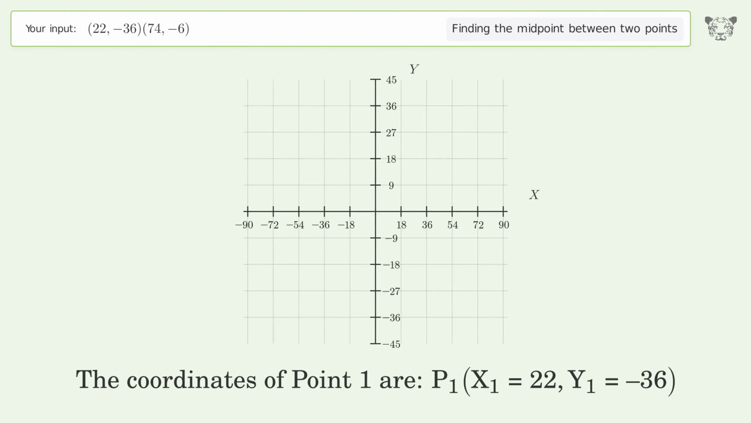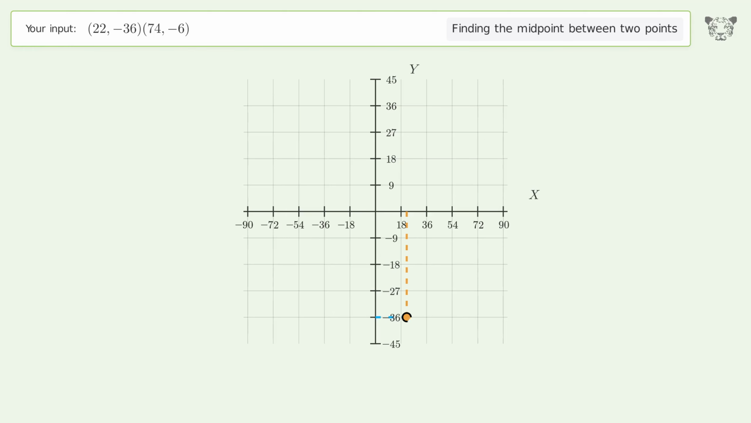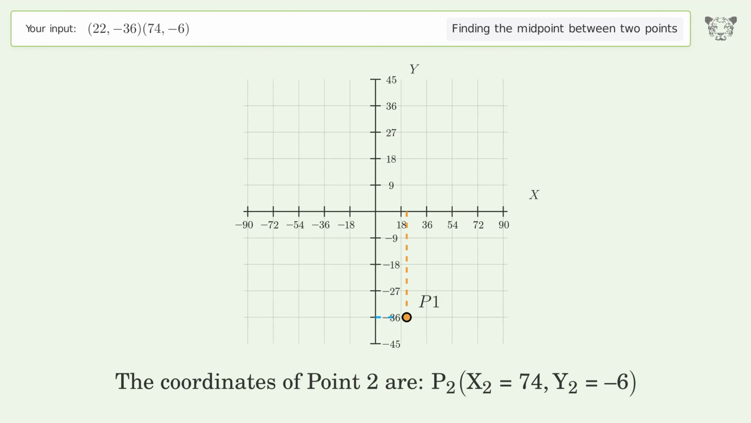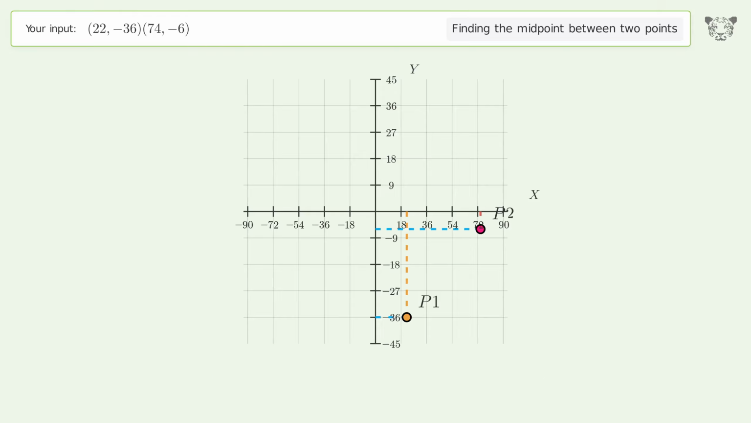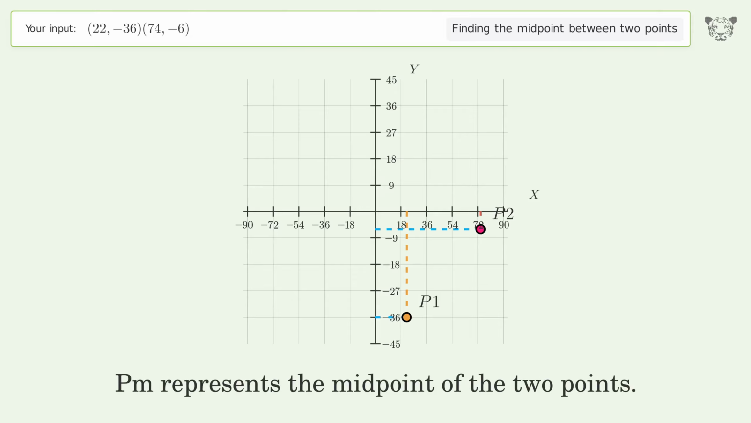The coordinates of point 1 are x1 equals 22, y1 equals negative 36. The coordinates of point 2 are x2 equals 74, y2 equals negative 6. PM represents the midpoint of the 2 points.